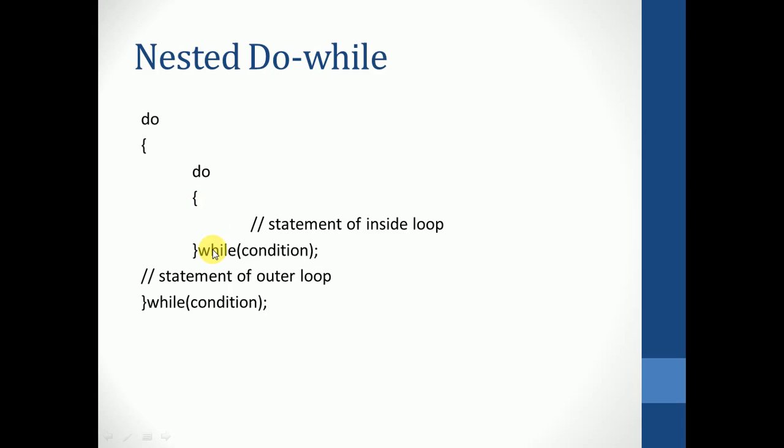Now you have while and the condition. The condition will be checked. If the condition is true, again it goes to the inner loop and this will be performed. If the condition is false, what will happen? Yes, it comes to the statement of the outer loop and then it sees the closing bracket. Now it checks this while condition, and again it goes to the do loop and executes. And this is how a nested while and do while works.